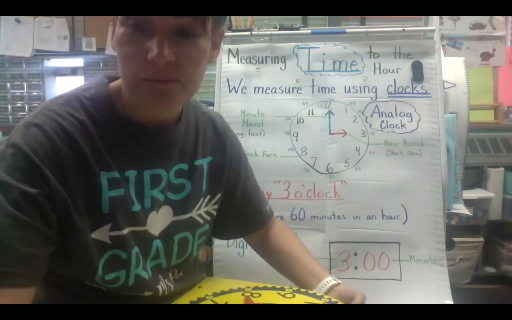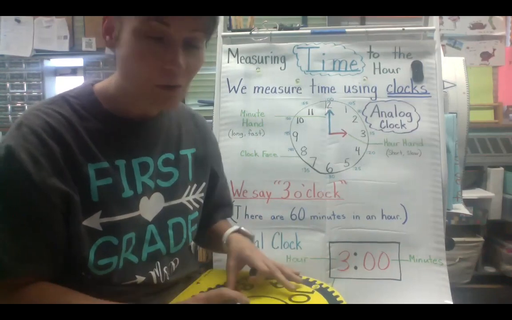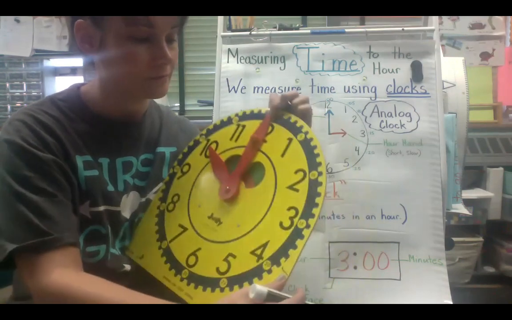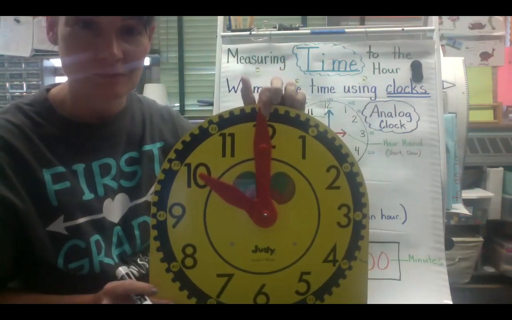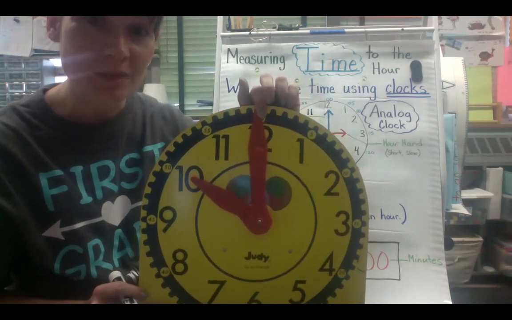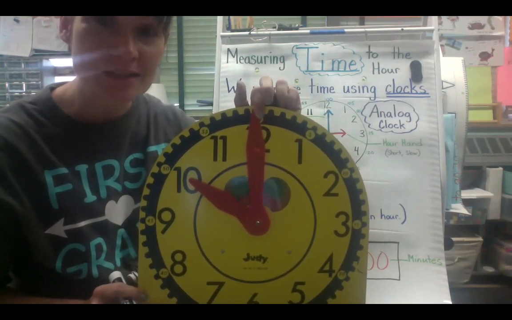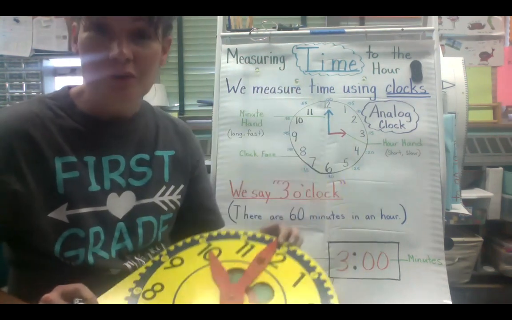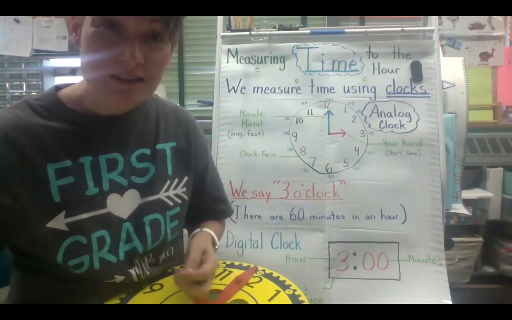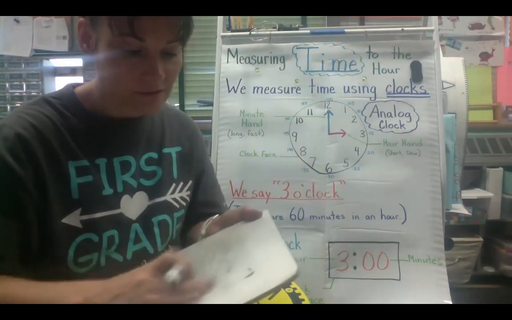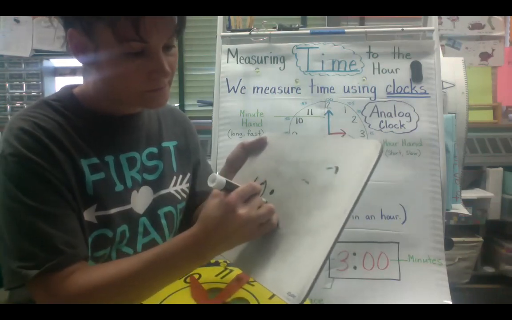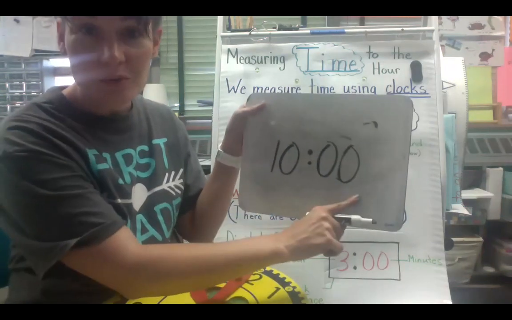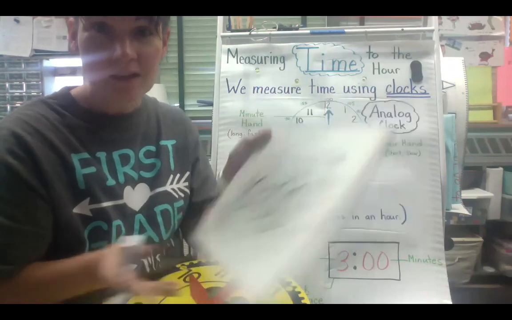Let's try another one. On your whiteboard or your paper, what time is it? Look for your hour hand and your minute hand. What time is it? Great job, guys. You're right. It is now 10 o'clock. 10 o'clock. Good job. Let's try one more.